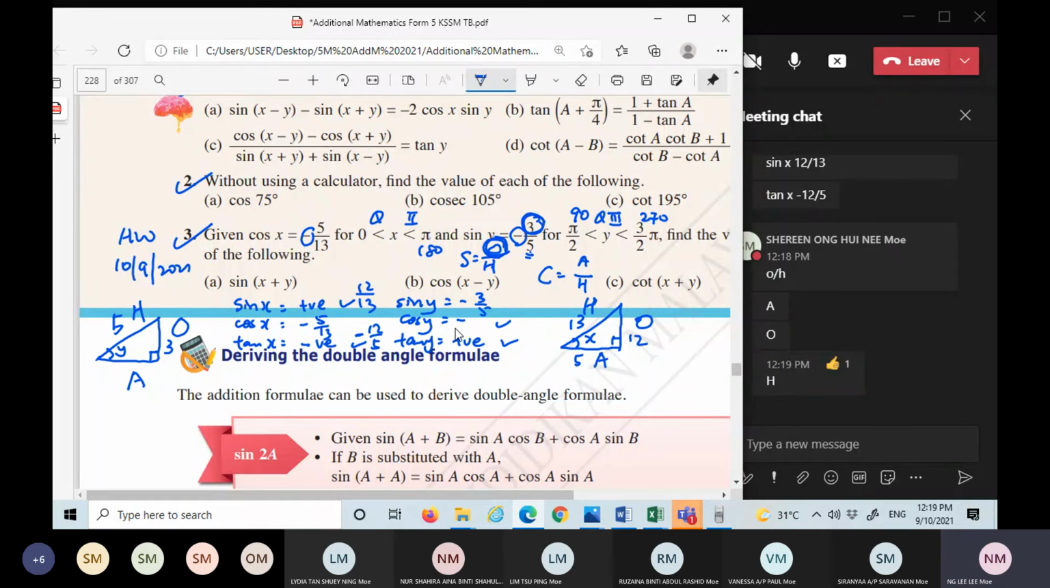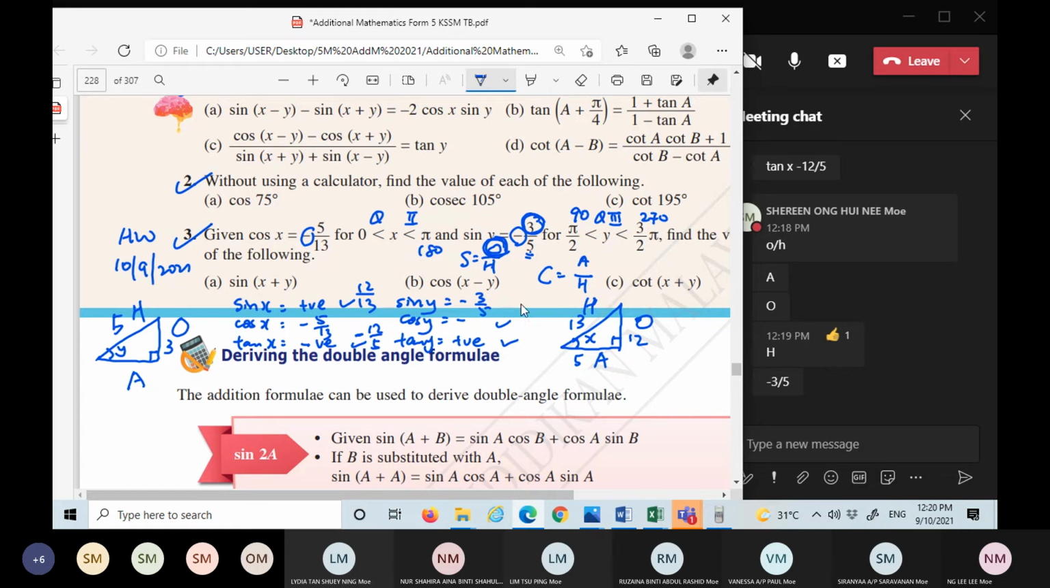Can you please do for me cos y? Remember with the negative. Tangent y, remember with the positive. Type: cos y is what? Tangent y is what? Okay, she said that cos y is negative 3 over 5. I think so, because she didn't type cos y.